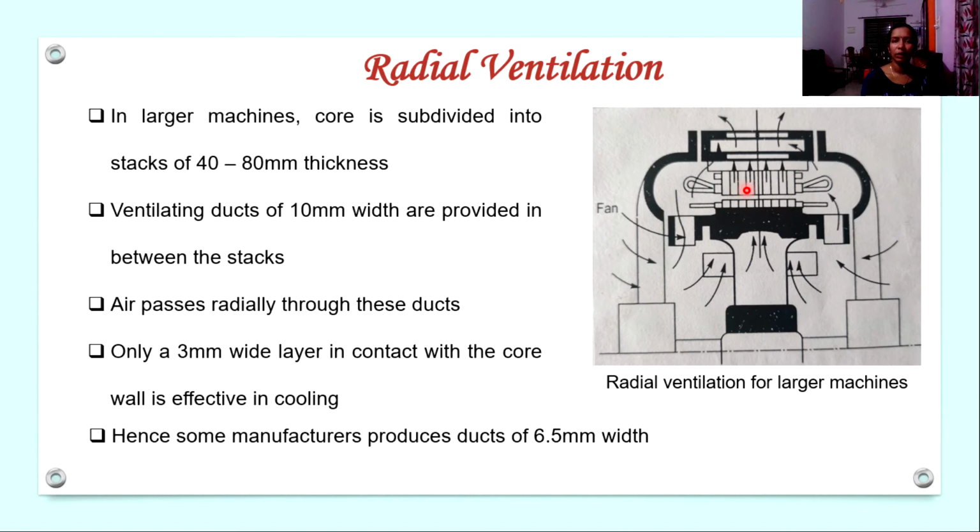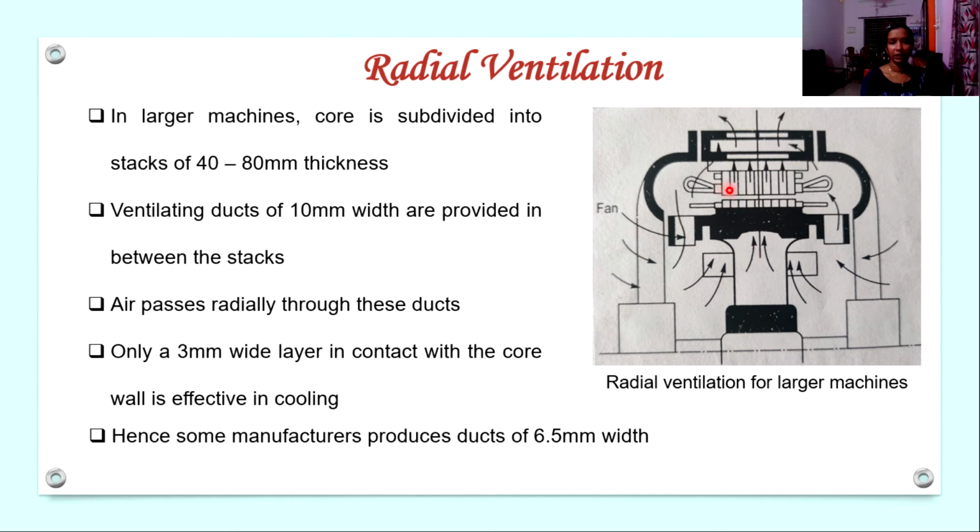So that middle 4 mm wide band is actually useless. Some of the manufacturers now manufacture radial ventilating ducts having a width of about 6.5 mm. 6.5 mm wide ventilating ducts are being manufactured by some of the manufacturers.